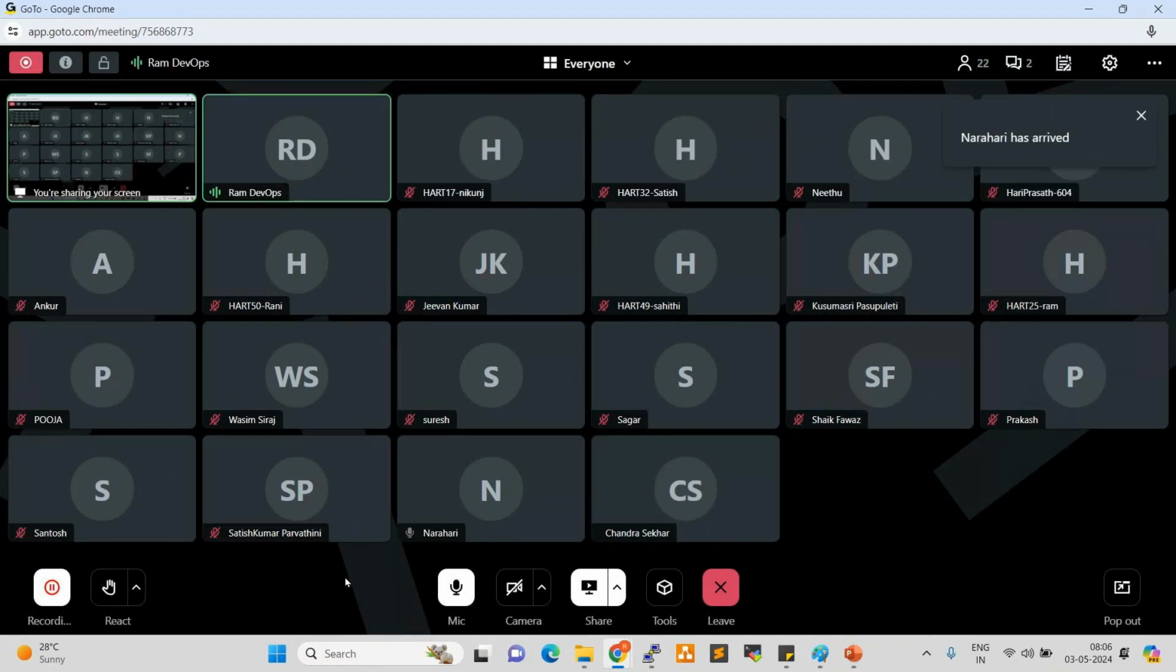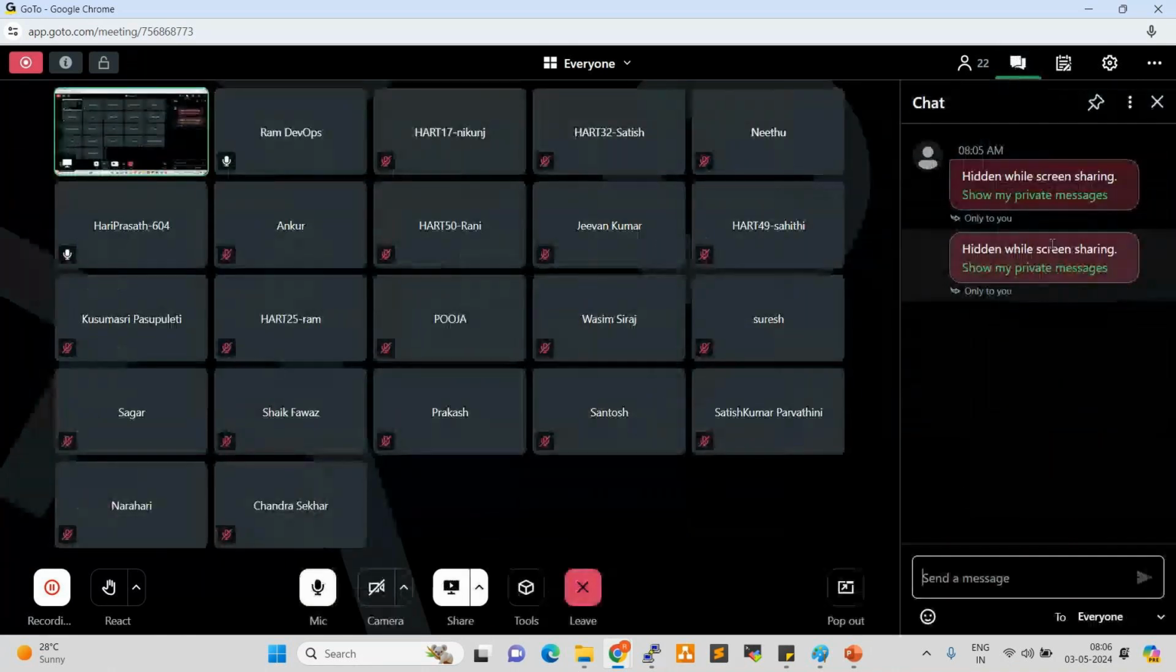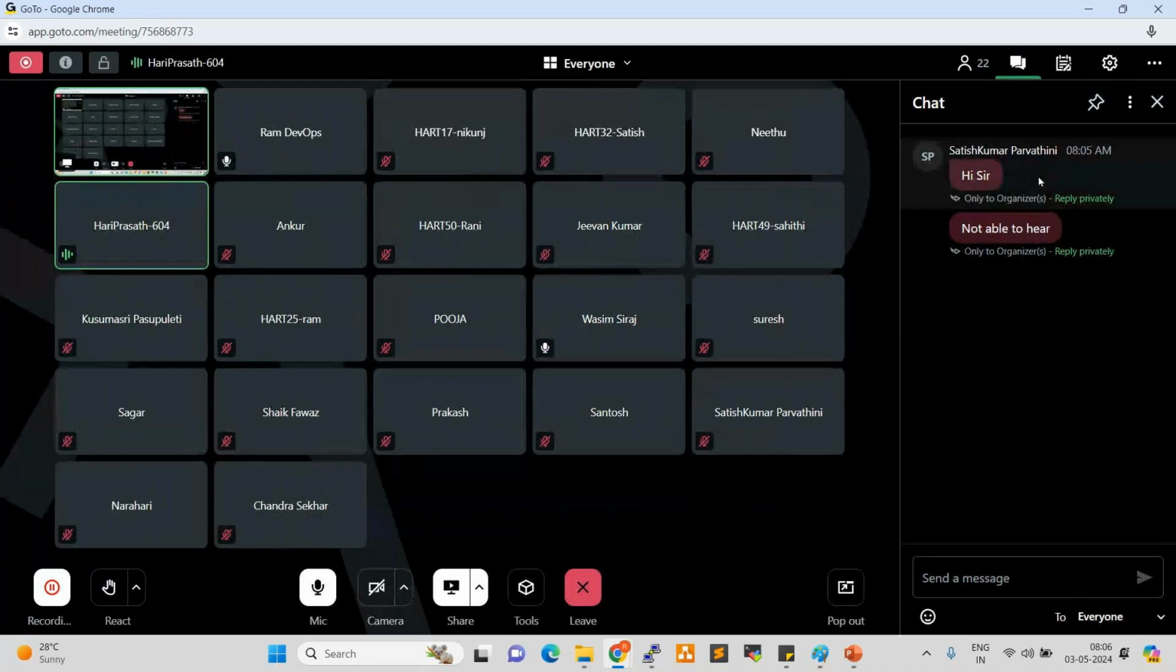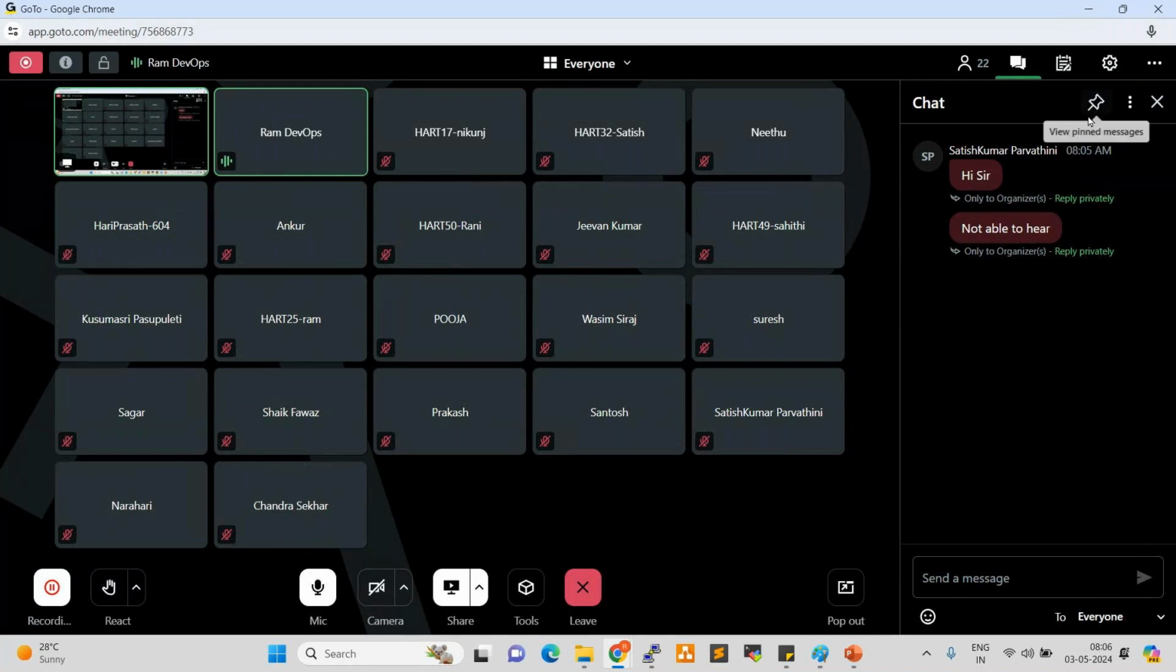Can you see my screen, everyone? Can you hear me? Yeah, yes, Ram. We are able to see your screen. Fine. Yeah, fine.